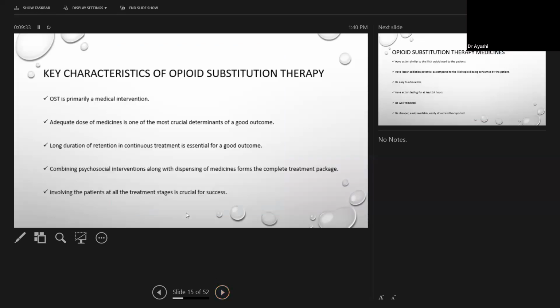Then the key characteristics of substitution therapy are: it is primarily a medical intervention. Adequate dose of medicines is one of the most crucial determinants of a good outcome. Long duration of retention in continuous treatment is essential for a good outcome. Combining psychosocial interventions along with dispensing of medicines forms the complete treatment package. Involving the patients at all treatment stages is also crucial for success.